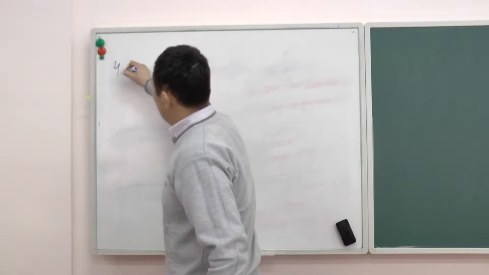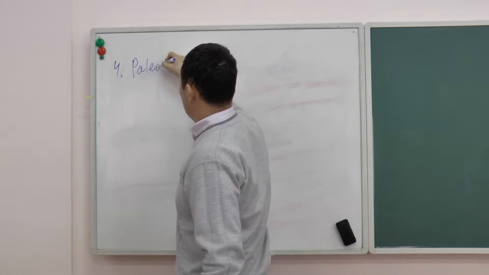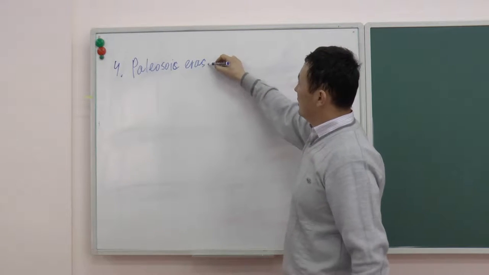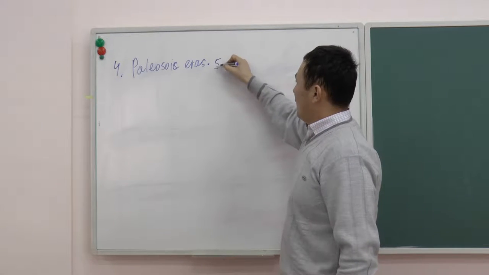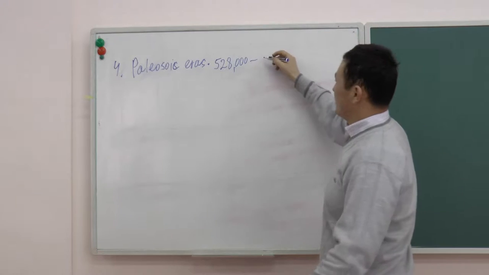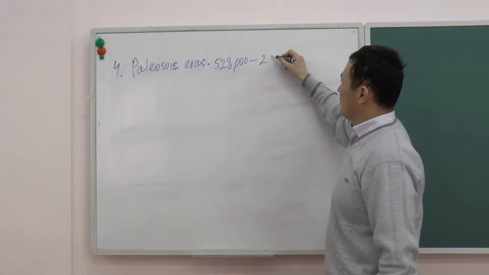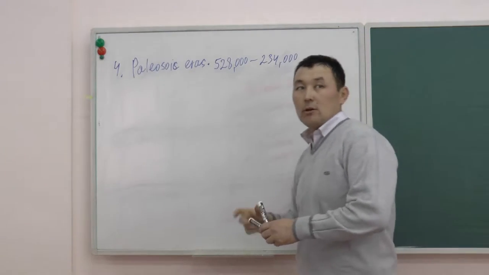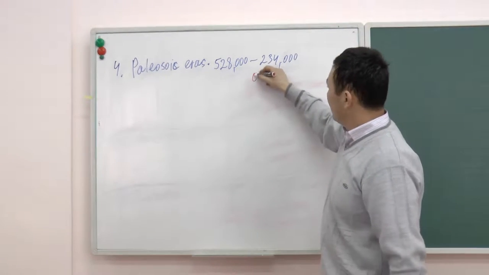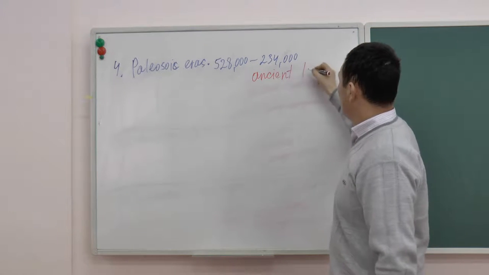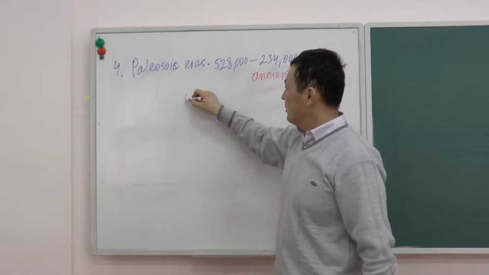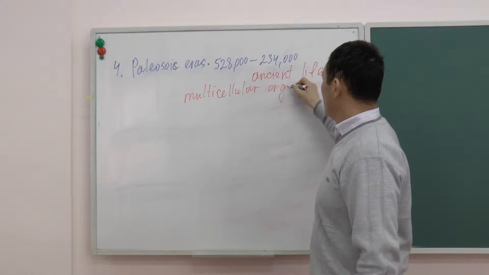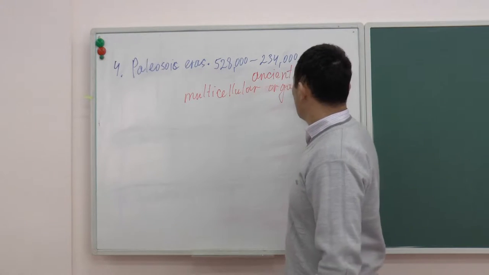So the next era is the Paleozoic era. As you know, it lasted from 528 million to 234 million years before. We can call it in other words an ancient life, where the first multicellular organisms appeared.